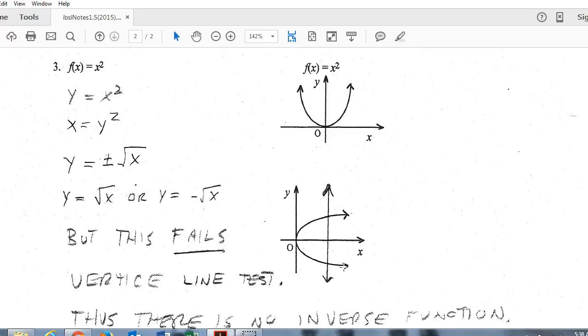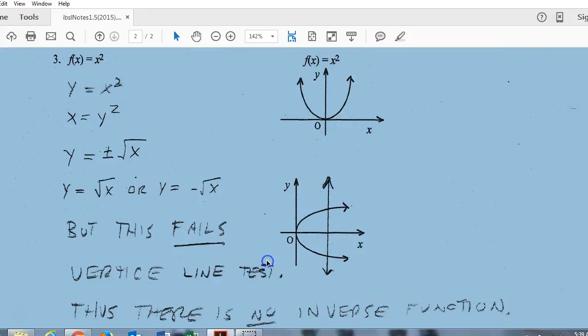But by throwing in the plus and the minus, you get both sides of the parabola, which means it would fail the vertical line test. Therefore, this inverse does not really exist. The inverse is not a function.